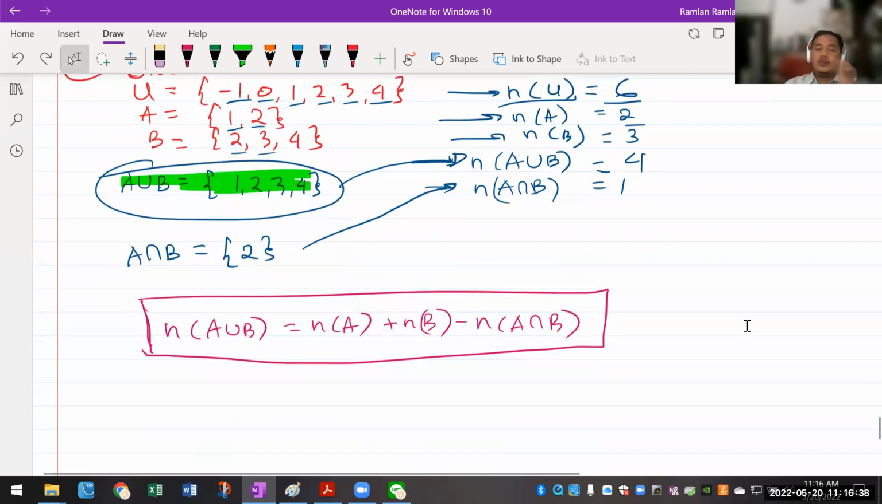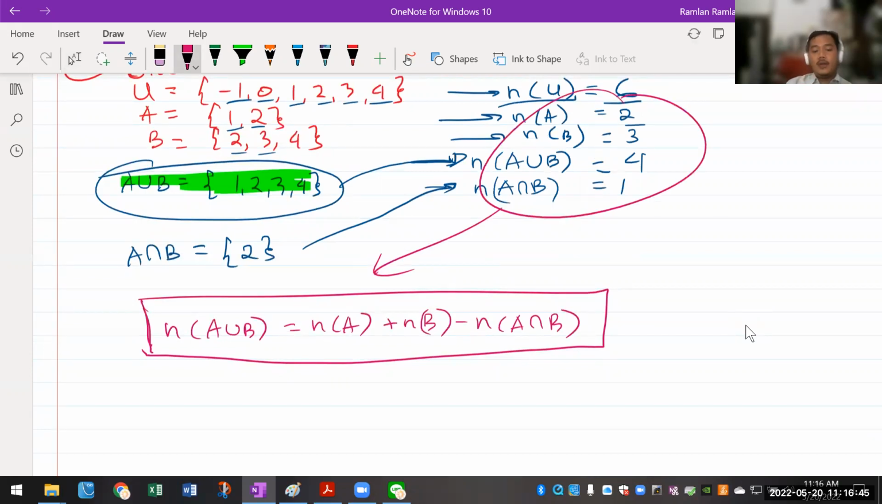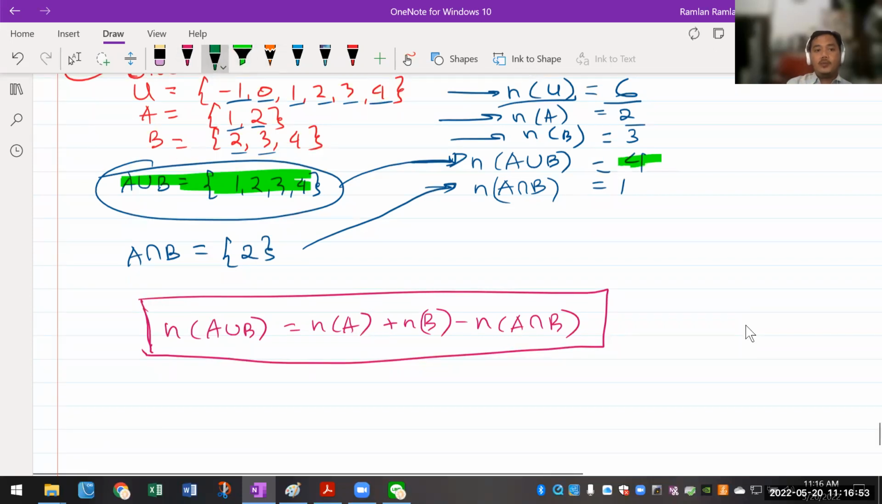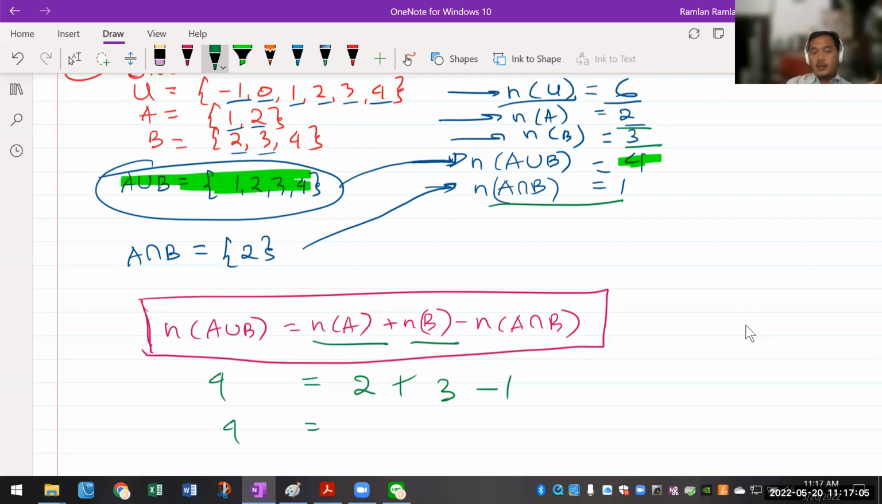Okay, so let us write down all of the numbers that we have from here to here. Okay, let us do that. The first one, n(A union B), it's over here, right? So you put 4 over here, equals n(A), this is 2. n(B) is this, which is 3. And n(A intersection B) is equal to 1. Okay, 2 plus 3 minus 1, berapa?